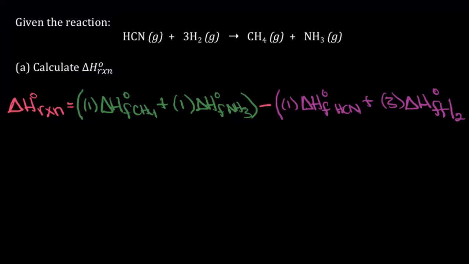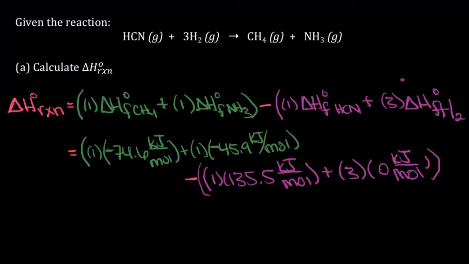We have the delta H of the reaction equaling the heats of formation of the products minus the heats of formation of the reactants. Note that I multiplied the heat of formation of hydrogen by 3 since there are 3 moles of it in the reaction. I went ahead and put in all the numbers for us. One thing to point out is that the heat of formation of hydrogen is 0 kilojoules per mole because that is the element in its natural state at standard atmospheric temperature and pressure.